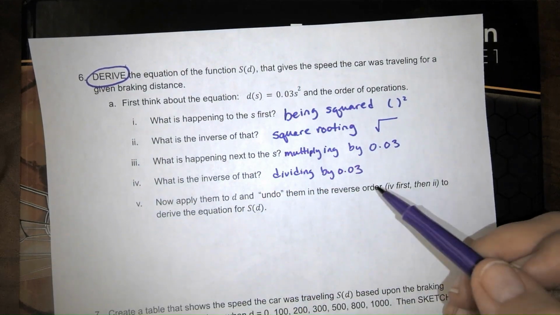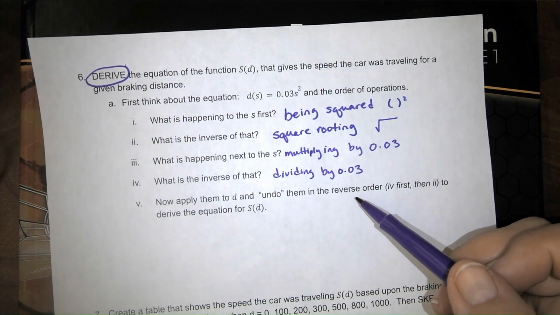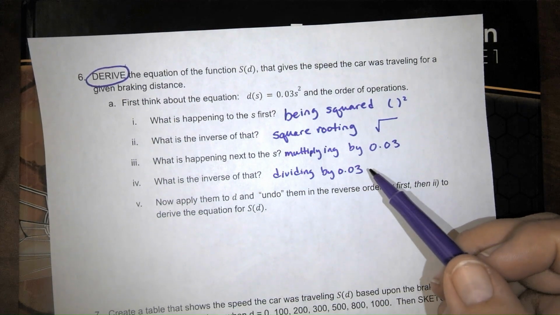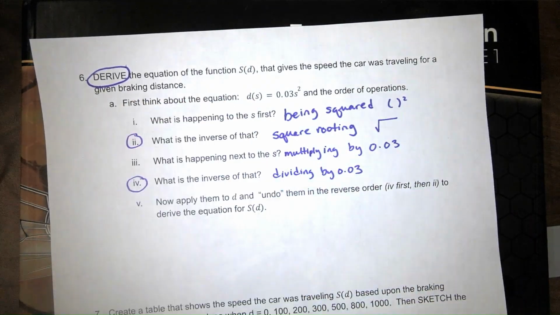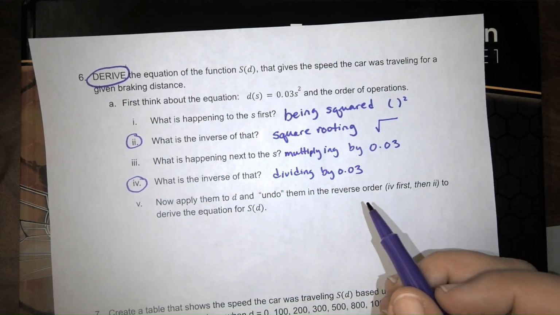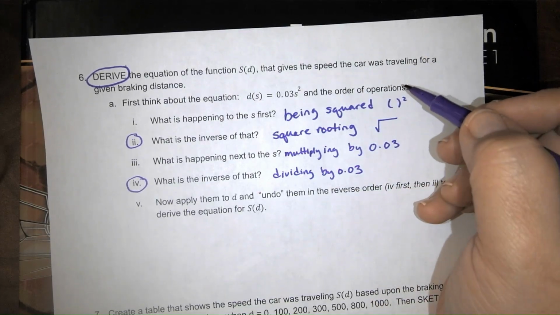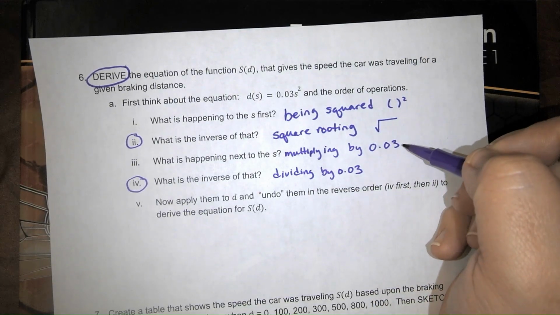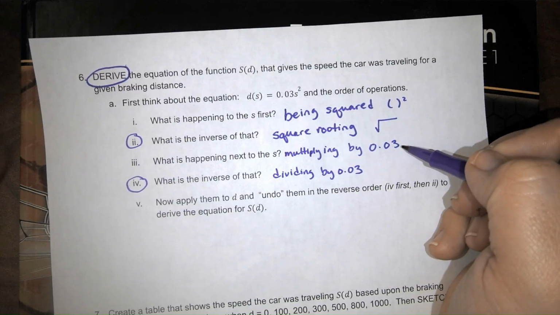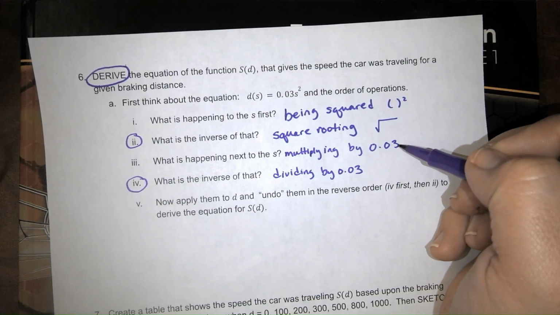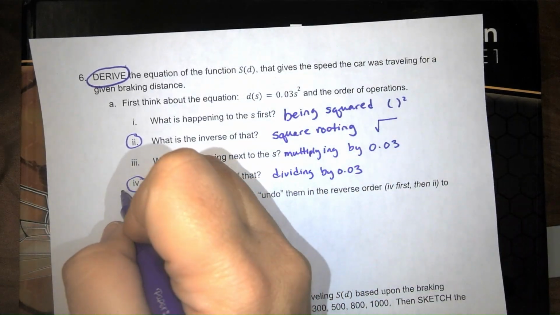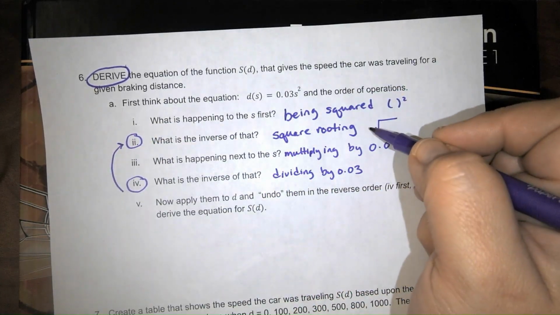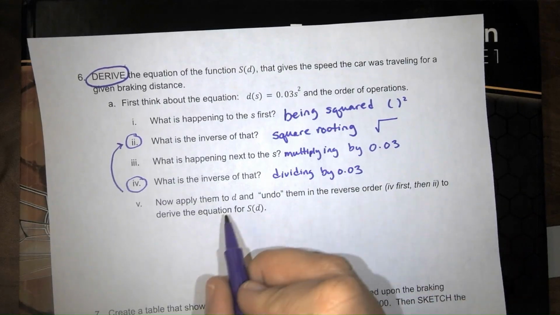Now we're going to apply these ideas of inverses, of undoing. So this inverse here and this inverse here, but we have to apply them in the reverse order. It was being squared and then multiplied by 0.03. We need to do the reverse: start down here and divide by 0.03, then go up to here and do the square rooting. And we're going to apply all that to d.